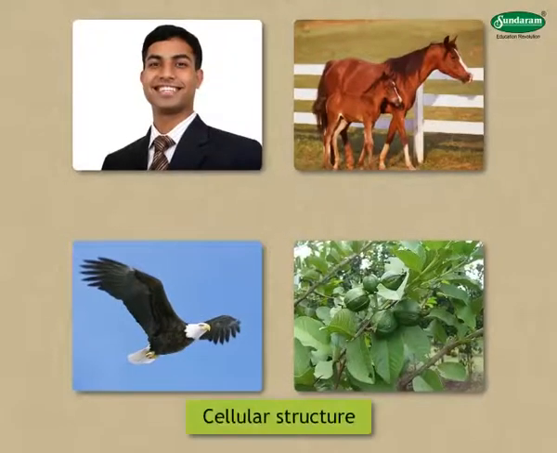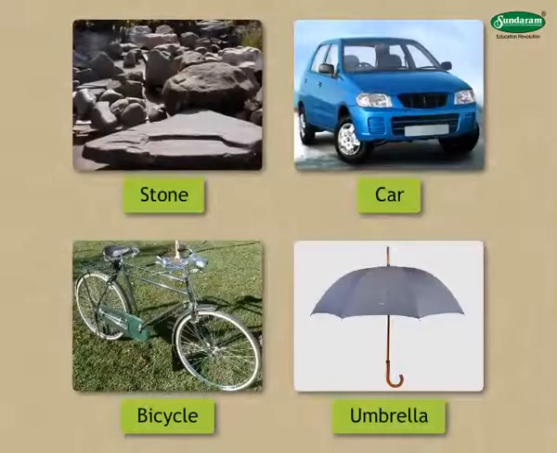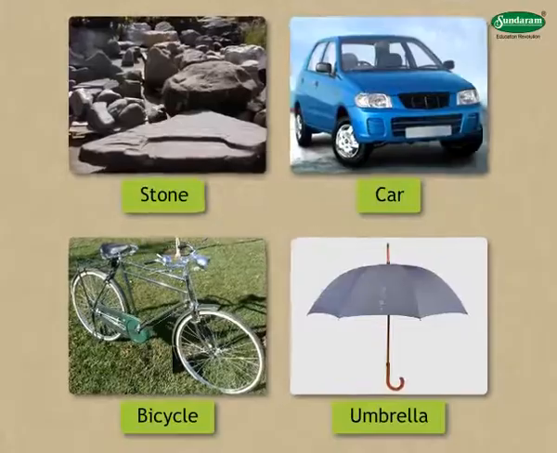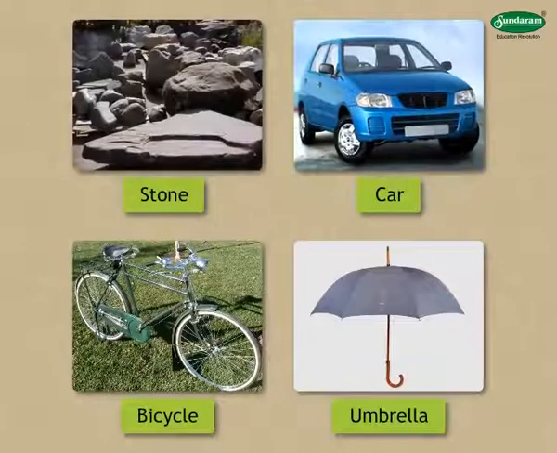Having a cellular structure is a characteristic of living things. A stone, car, bicycle, umbrella are non-living things. Non-living things do not have a cellular structure. Next characteristic of living things is movement.